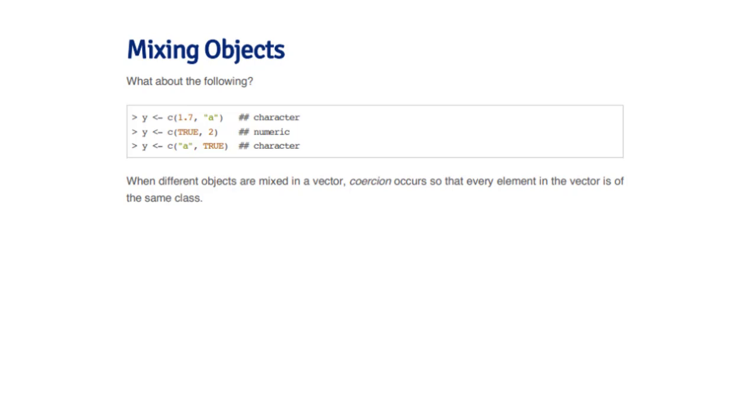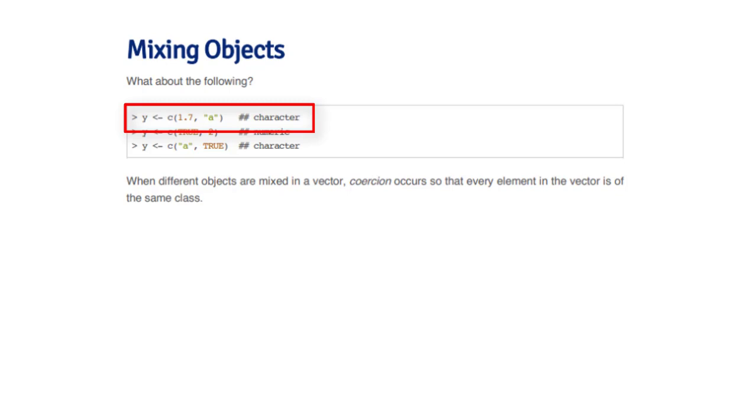So what happens if you create a vector and you mix two different types of objects? In general, R will create the least common denominator vector. It will not give you an error, but it will coerce the vector to be the class that is the least common denominator. So here in the first example, I am concatenating the number 1.7 and the letter A. Clearly these are not in the same class. One is numeric and the other is character.